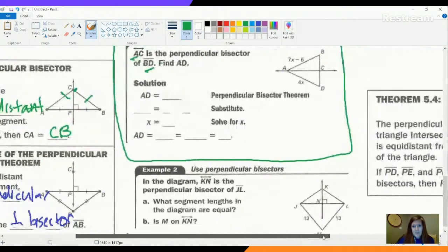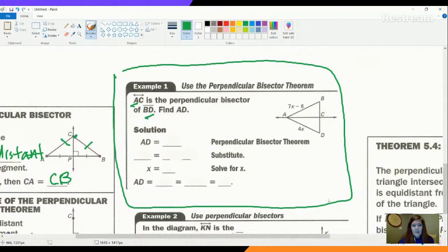Now you can see it really big. Okay. If we know that AC is the perpendicular bisector of BD, then it divides BD in half, C is the midpoint, and it's at 90 degrees. And on top of that, if we add in the perpendicular bisector theorem, we also know that the distance from A to B is the same as the distance from A to D. And that's how we're going to solve this, right?